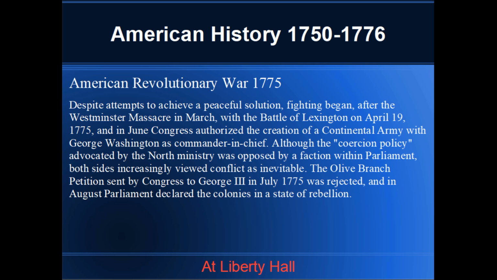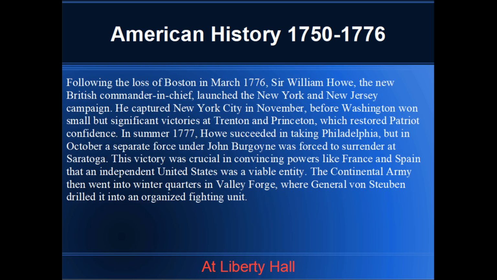The Olive Branch Petition sent by Congress to George III in July 1775 was rejected, and in August Parliament declared the colonies in a state of rebellion. Following the loss of Boston in March 1776, Sir William Howe, the new British commander-in-chief, launched the New York and New Jersey campaign. He captured New York City in November, before Washington won small but significant victories at Trenton and Princeton, which restored Patriot confidence.